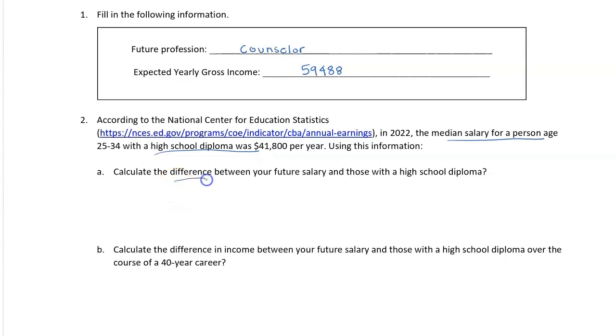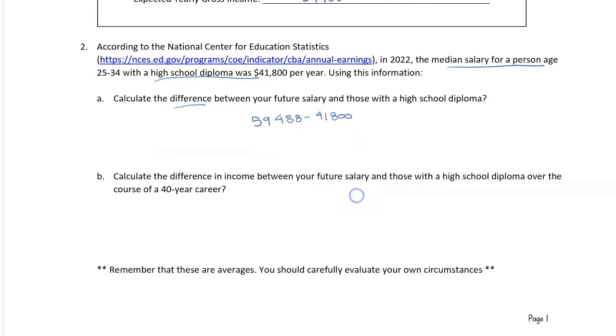Then I'm going to compare it to the median salary for a person with a high school diploma. And to compare it, I'm just going to find the difference. So $59,488 minus $41,800.